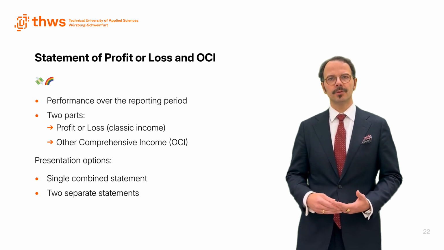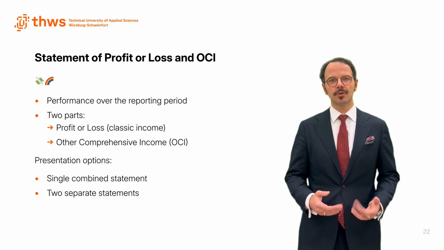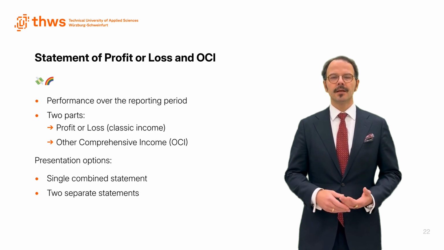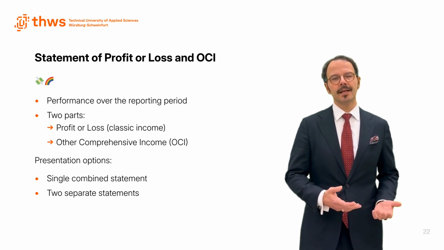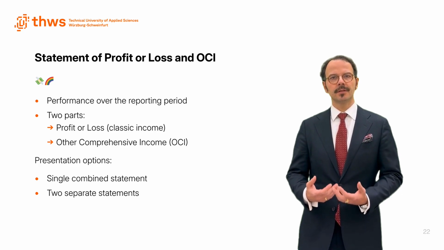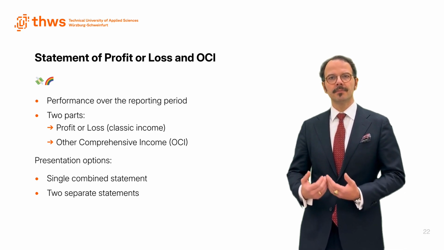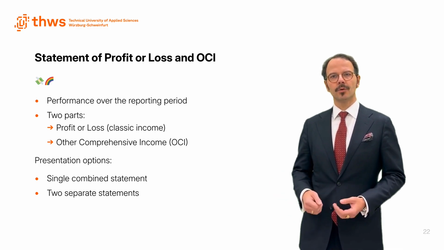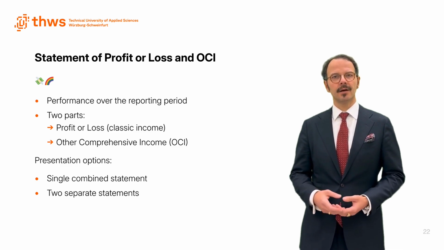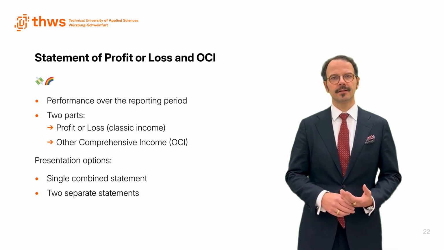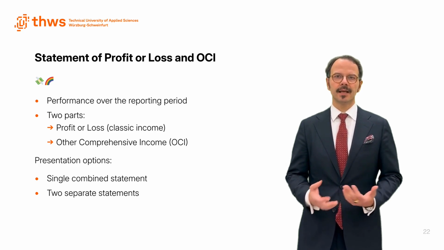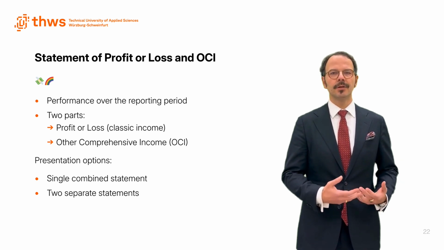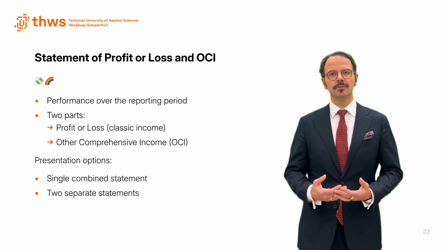Now let's move to performance. The statement of profit or loss and other comprehensive income is where we see how the business performed during the period. It has 2 main sections. First, profit or loss, the traditional income statement, then other comprehensive income, or OCI for short. IAS 1 allows you to present these either as a single combined statement, or 2 separate statements. Either way, users need to see both pieces to understand total performance.